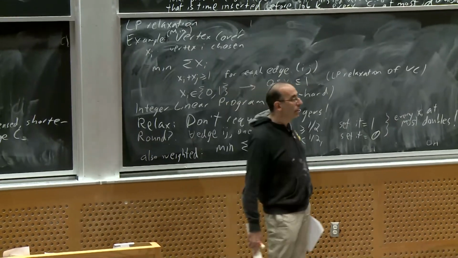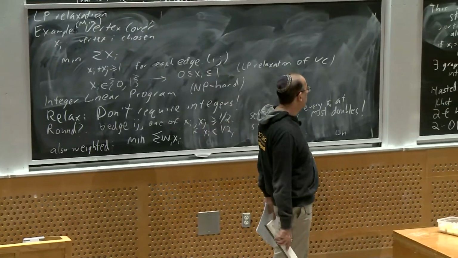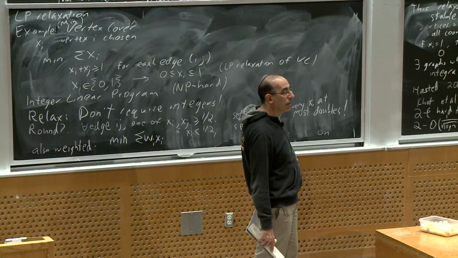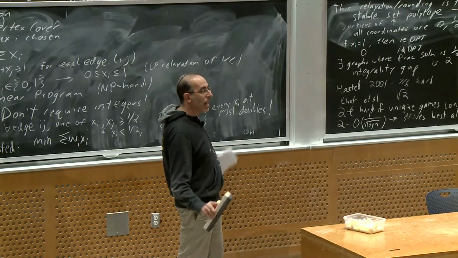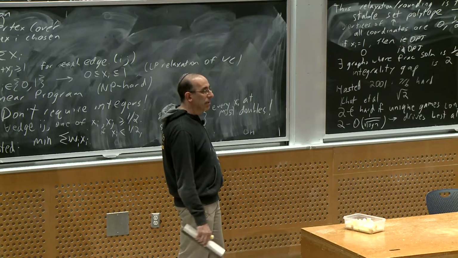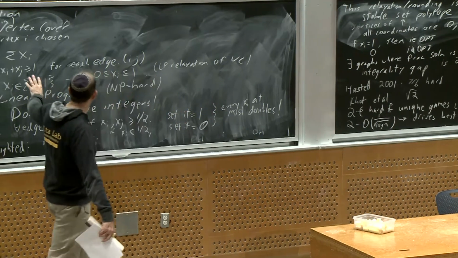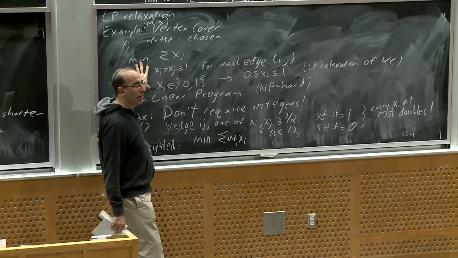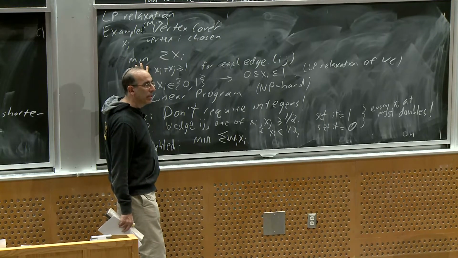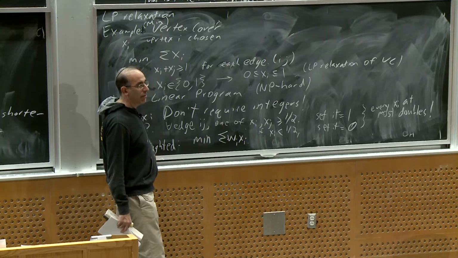Yes? Vertices, all coordinates are 0, 1/2, or 1. Like, why can't one be like 1/3 and the other be 2/3? They prove that that does not happen. Yes, in this formulation, if you write down this formulation and you find any vertex of the resulting polytope, all of its coordinates will be 0, 1/2, or 1.